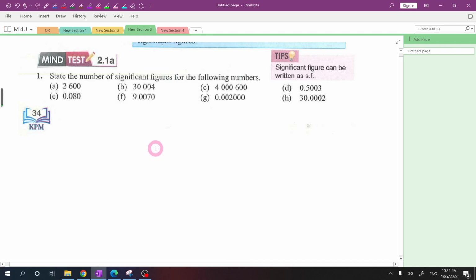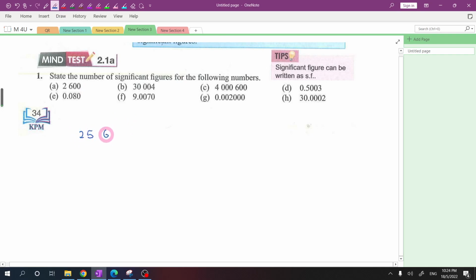Hi everybody, in this video let's learn how to calculate the number of significant figures of a number. Every non-zero digit is a significant figure. Let me give you a few examples.